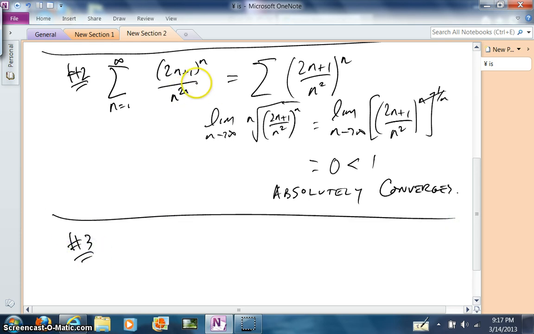Incidentally, the ratio test wouldn't be as good here. It would work for the exponents, but it would start to get a little messy because you'd end up with an n plus 1 to the 2 times n plus 1. Anyway, the root test is perfect for it. But you had to see this. Okay, number 3.